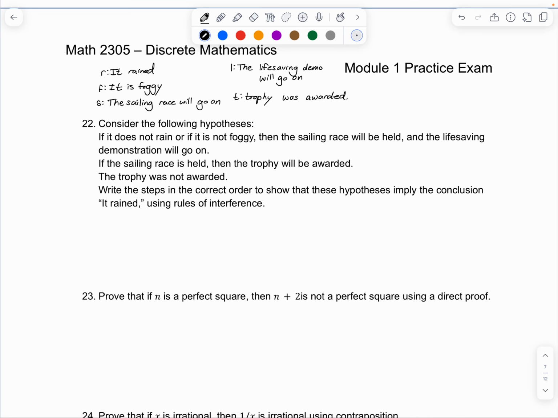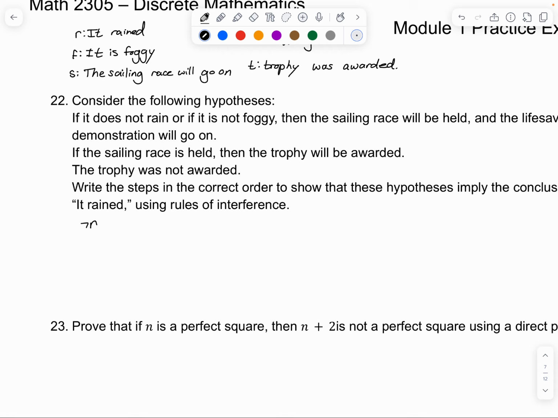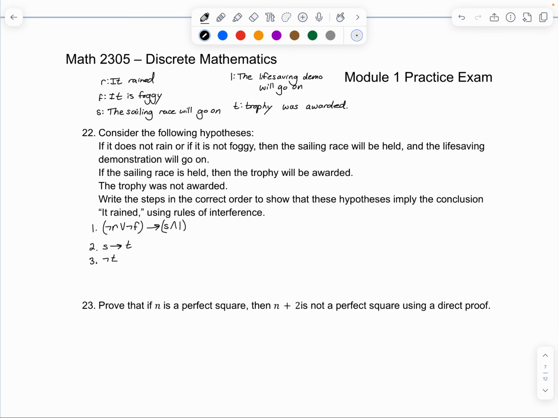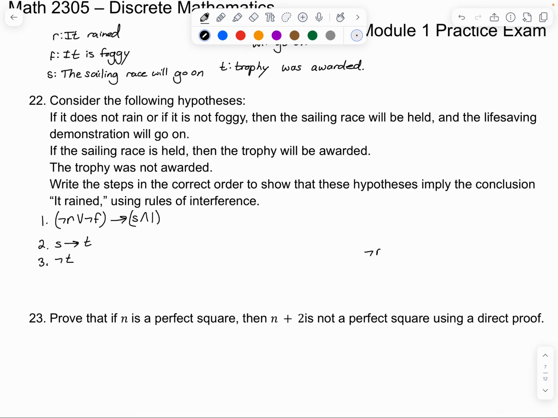So the first hypothesis is, if it does not rain, or if it is not foggy, then the sailing race will be held and the life-saving demonstration will go on. Okay, so that's the first one. The second one says, if the sailing race is held, then the trophy will be awarded. The third one says, trophy was not awarded. Okay, and our goal is to get to R. It rained.